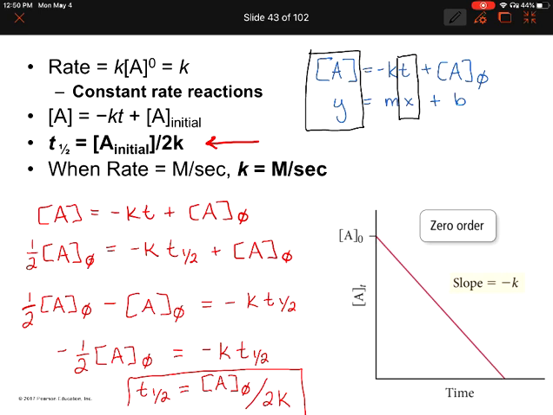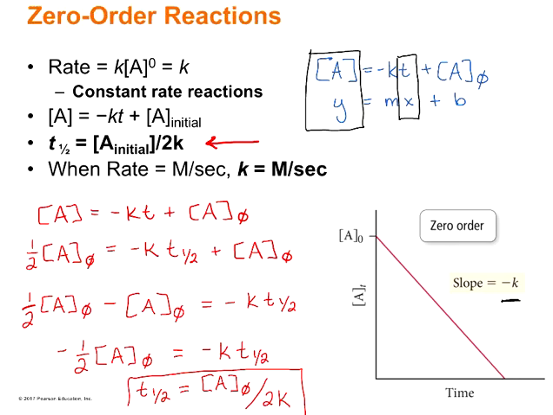And that means that the slope of this line is equal to negative k. So one way that we could determine what the rate constant of a reaction is, we could just plot the concentration as a function of time for a zero-order reaction, and that will give us the slope, or our rate constant, negative k. So m is equal to negative k.